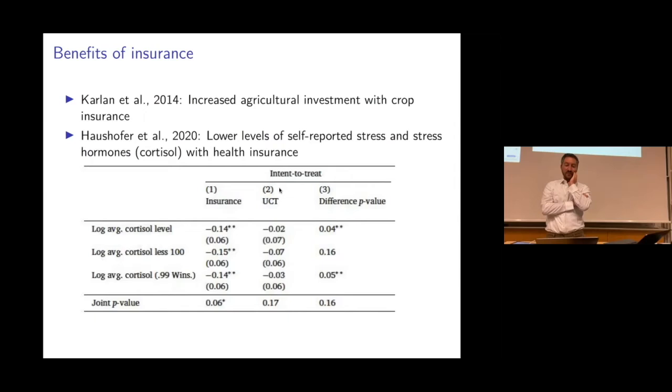Did you have a question? Sorry, add more of a... Yes, so sorry, I was careless here. Yeah. So there's a difference between crop and rainfall insurance, and that, yes, I should be more careful. Yeah, so rainfall insurance is the right term. Okay.